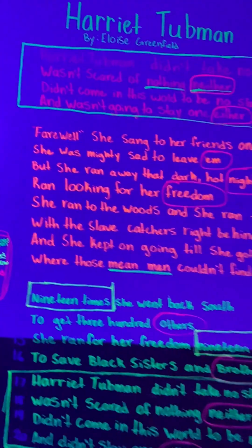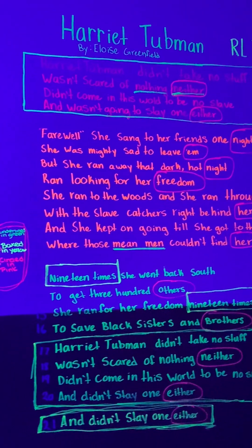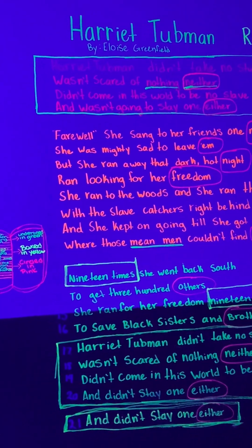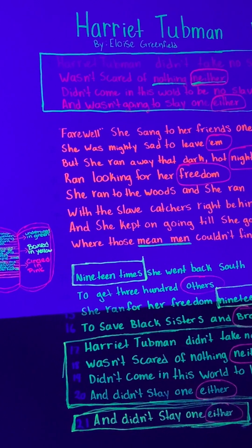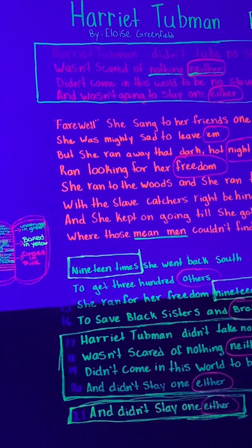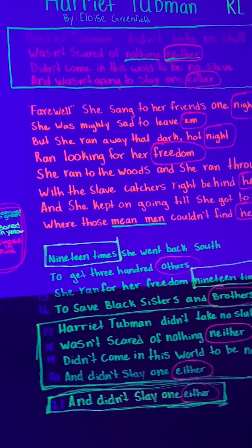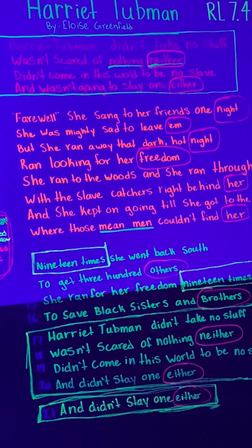This is like nerd heaven. Look at this, Dr. Edwards. Love it. When my children were babies, I repeated this to them every night. Harriet Tubman didn't take no stuff. Wasn't scared of nothing neither. Didn't come in the world to be no slave, and wasn't going to stay one either. I love that. That's a whole thing.